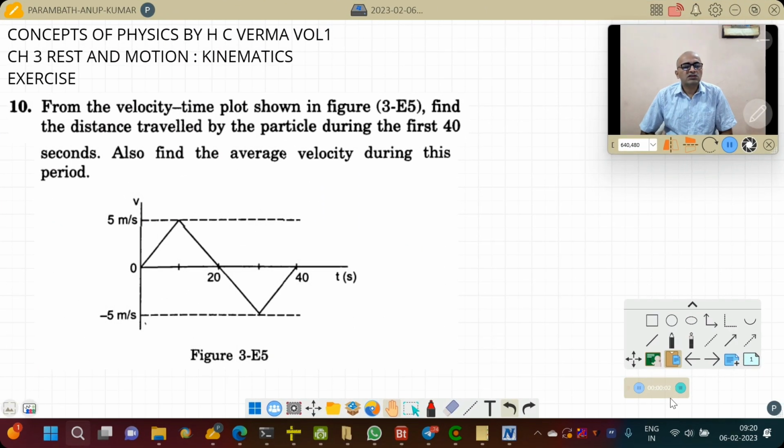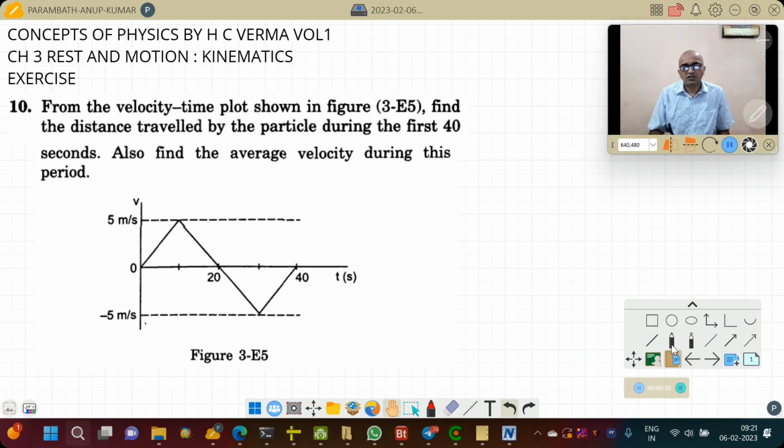Students, we are doing questions from Concepts of Physics by HC Verma Volume 1, Chapter 3, Rest and Motion Kinematics. We are doing the end of the chapter exercises. Here is the 10th question, students. From the velocity time plot shown in figure 3E5, find the distance traveled by the particle during the first 40 seconds. Also find the average velocity during this period.